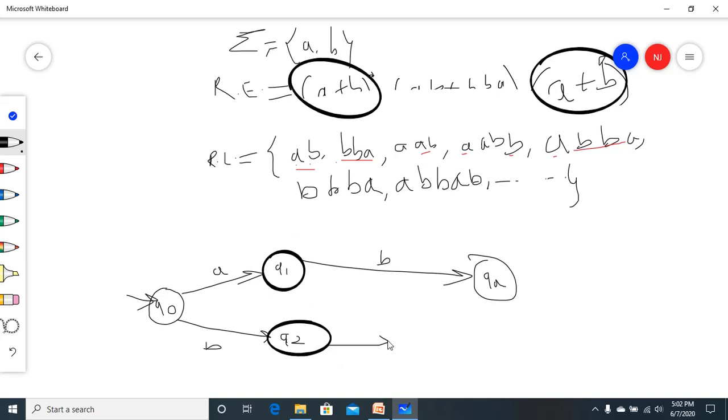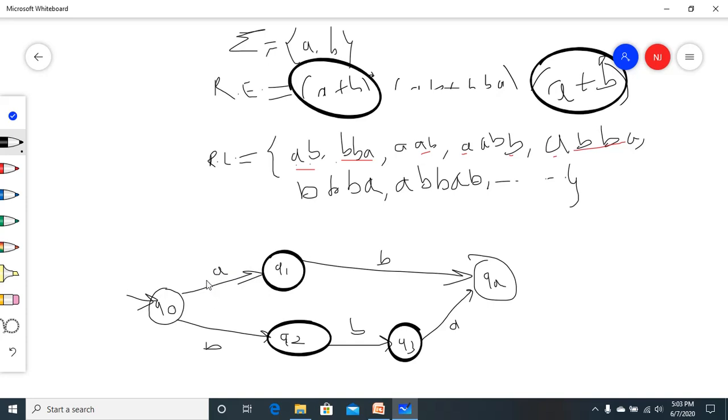So from the Q2, we require one more intermediate state as Q3, and from that we have to join the final state QA. So it is now the basic structure of our finite automata, which will recognize strings containing either AB or BBA. Now we have to test each and every state for the A as well as the B. I think you people are getting all these concepts.